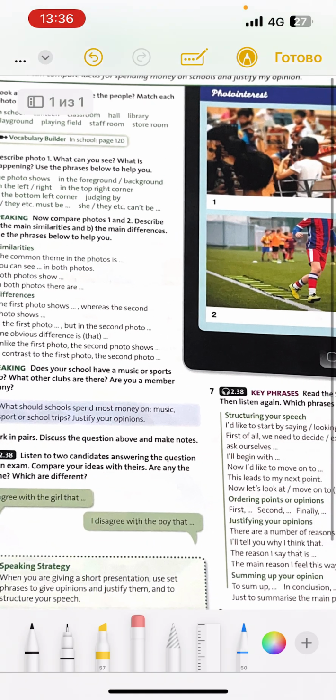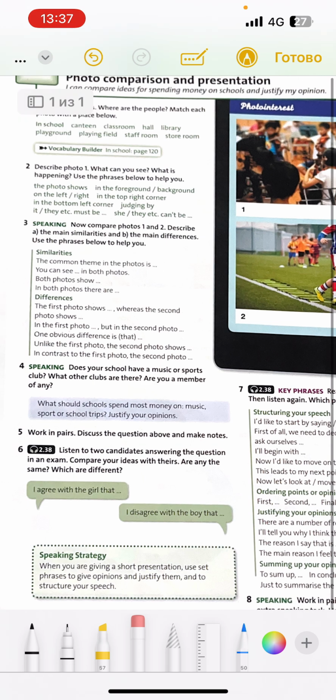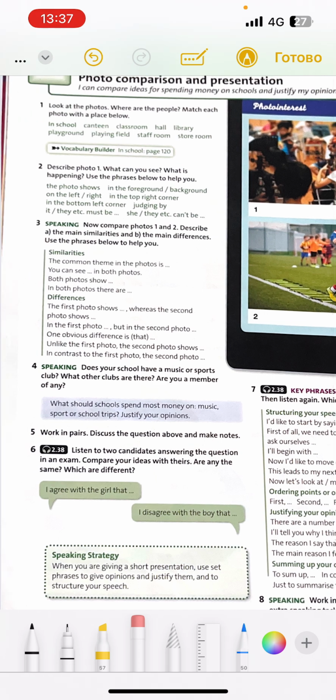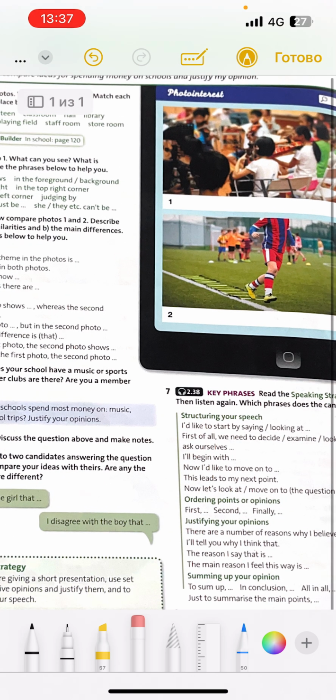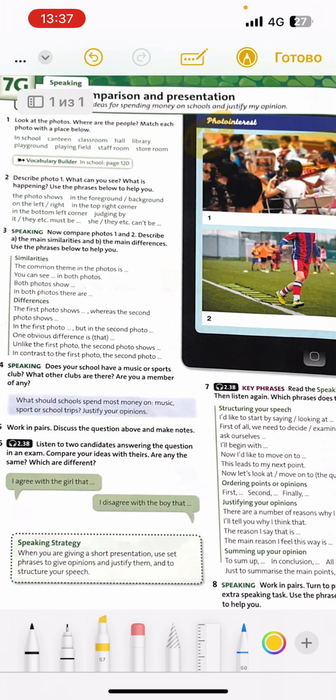In the foreground and the background. What is background? Это задний фон. Foreground is передний, yeah? Alright, on the left, on the right, in the top right corner. Where is the top right corner? This is our top, and the corner is this one, yeah? Left corner, right corner. In the bottom left, what is bottom? Top это вверх, bottom это внизу, okay? In the bottom left corner, where is left? Left in the corner, this place, right?